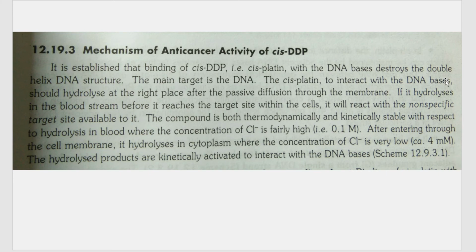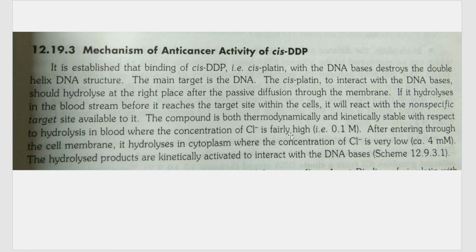Cisplatin is injected through your blood, and its target site is DNA. Where is DNA present? Inside the cell. So cisplatin should undergo hydrolysis only inside the cell, not outside. In case it undergoes hydrolysis outside the cell, that is in the blood, then it will not perform its required activity. So why does cisplatin not undergo hydrolysis in the blood? It is because in blood the Cl minus concentration is very, very high.